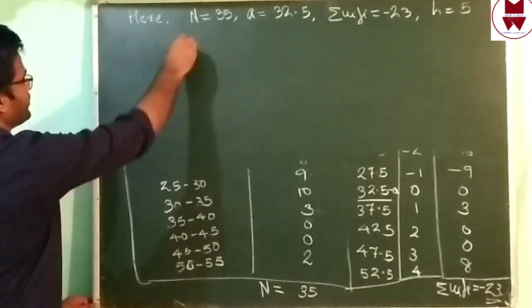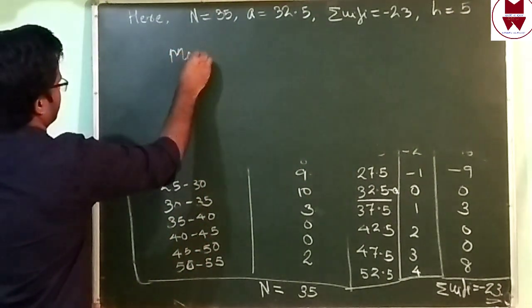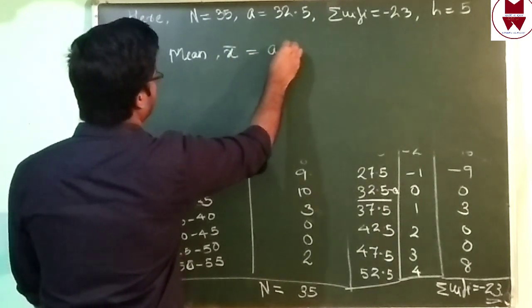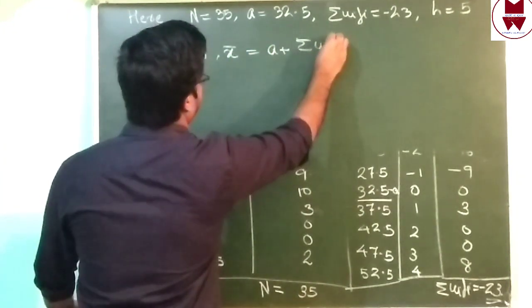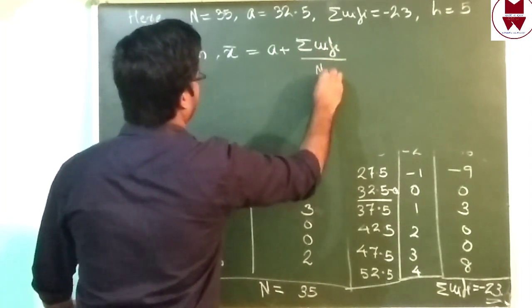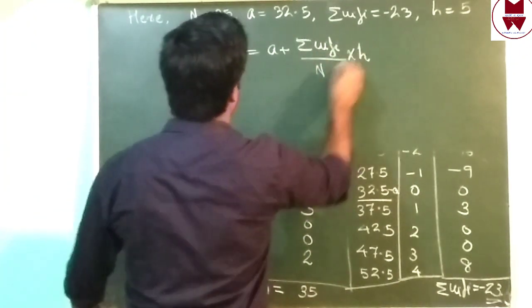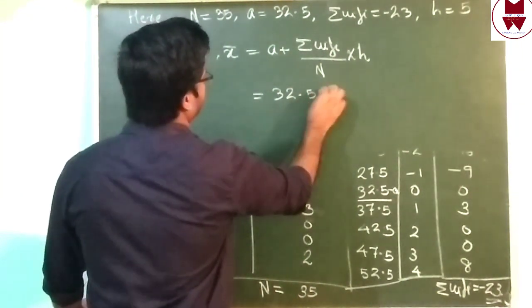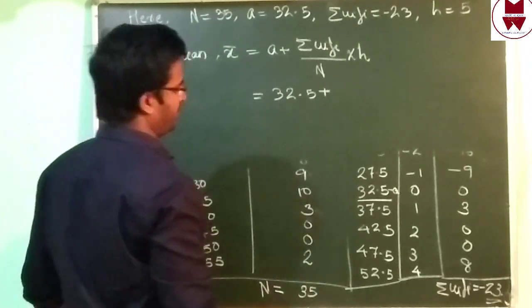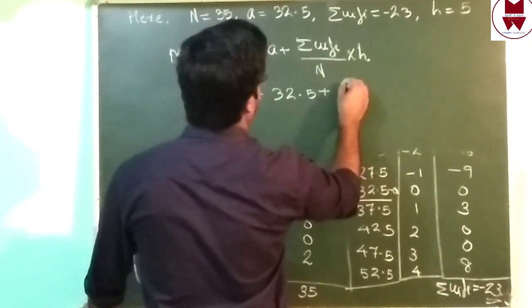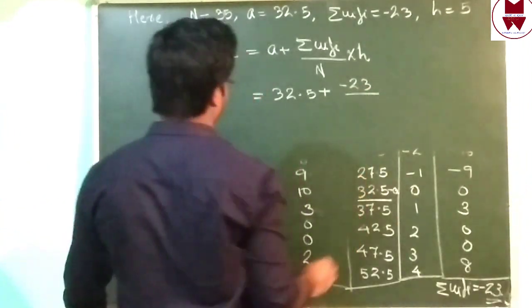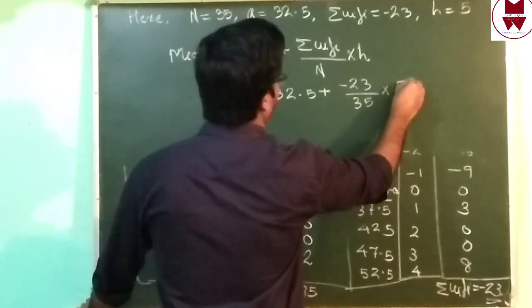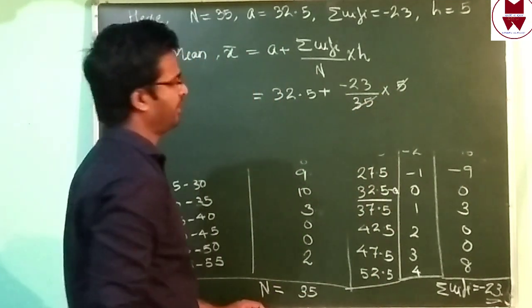Now we can use mean. Mean x bar equal to A plus sum of uifi by n into h, equal to A means 32.5 plus sum of uifi is minus 23. Already we are coming here also. Minus 23 divided by n. N is 35 into h is 5. We can cut it. This 35 and 5, 7 times.